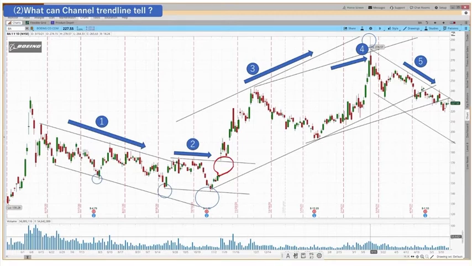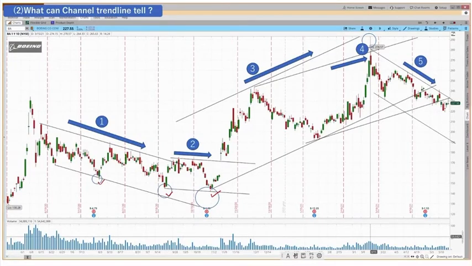And then number 3, this is channel number 3, is a big channel, and then the market is moving up. And then in channel number 4, you can see the swing highs cannot reach the previous upper line of channel number 3. That means the market is changing from a strong market to a weak market. So this is a sign that we should notice. And then from channel number 4 to number 5, the market is changing from bullish to bearish again, and channel number 5 is downward.